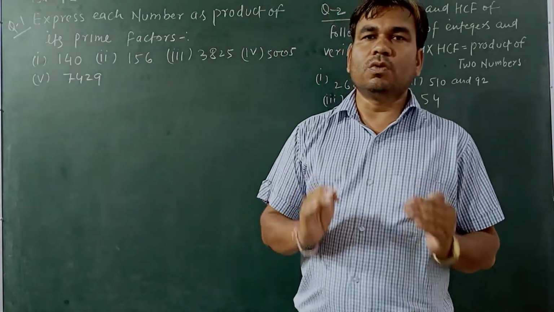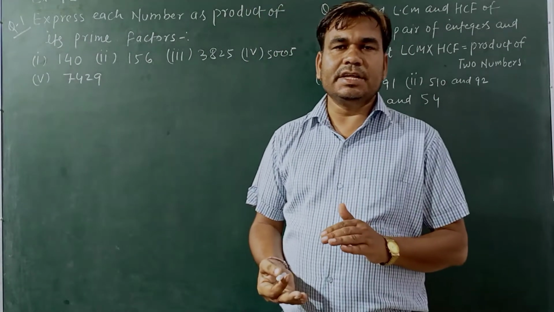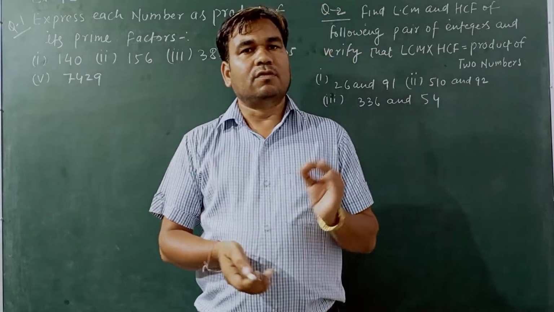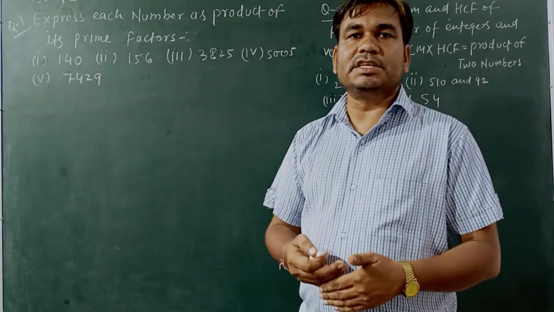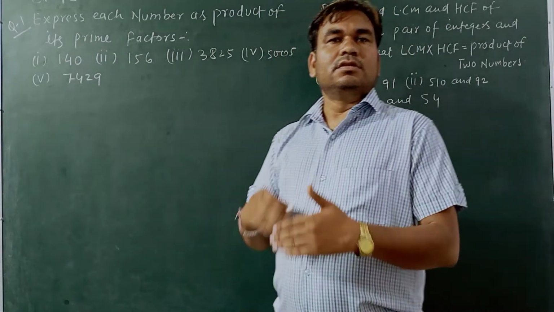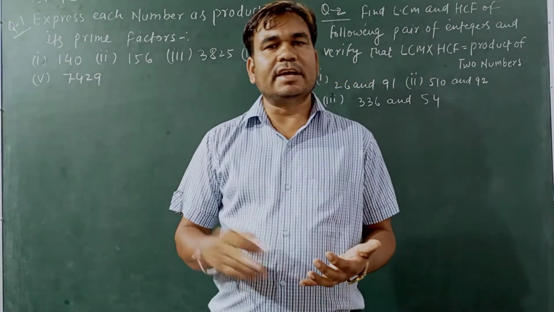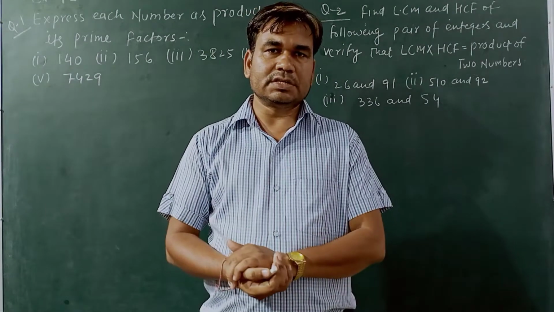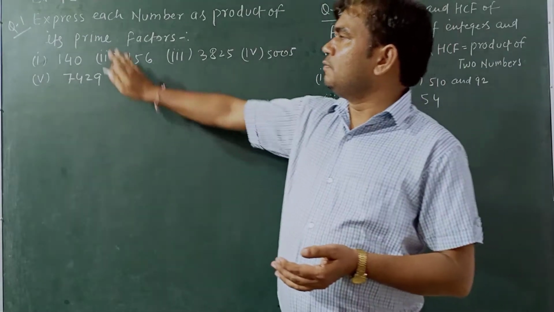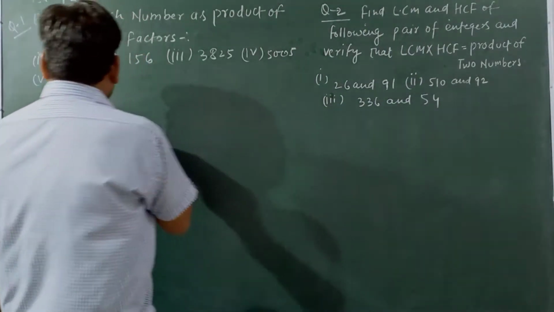So students, you know about prime numbers and composite numbers. We remind again here: prime numbers are those numbers which are divisible only by 1 and the number itself. And a given number that has more factors, including 1 and itself, is called a composite number. So here we find out the prime factors.